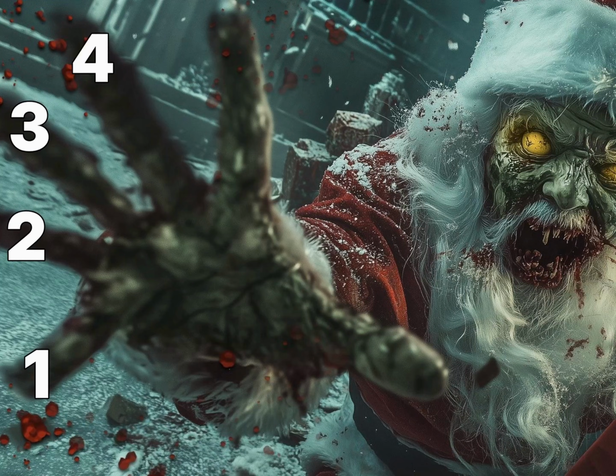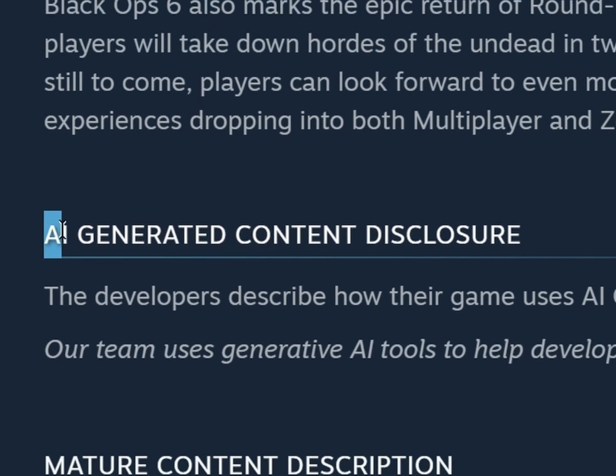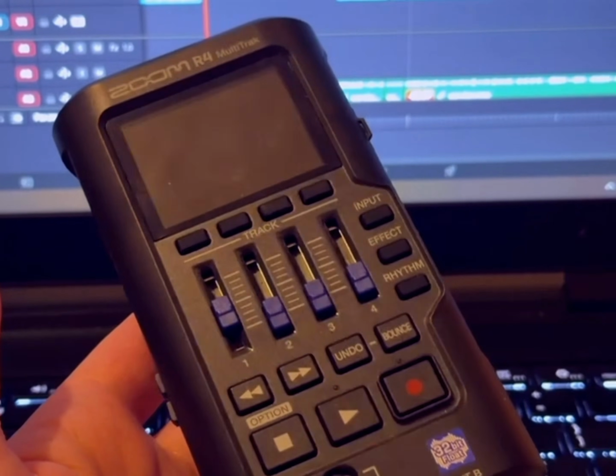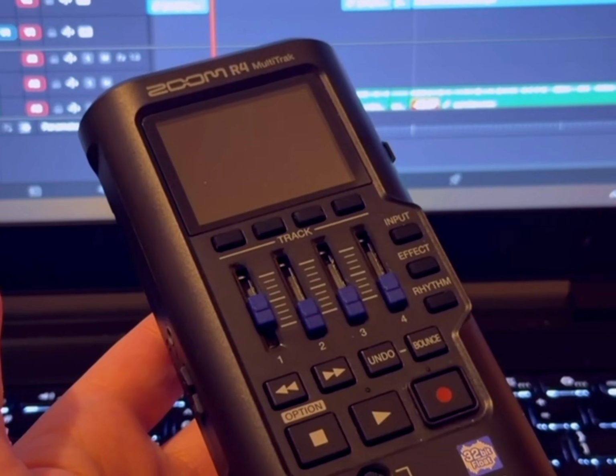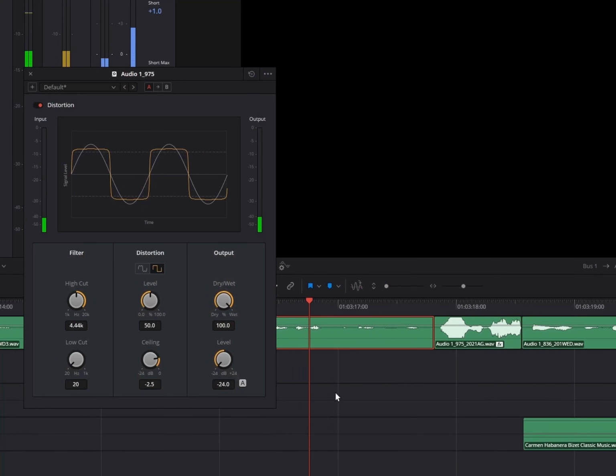1, 2, 3, 4, 5, 6 fingers. It's fucking AI! During my break, I switched to a 32-bit float audio interface and it's weird to hear no clipping when I scream. Now when I want it, I have to add it in post.